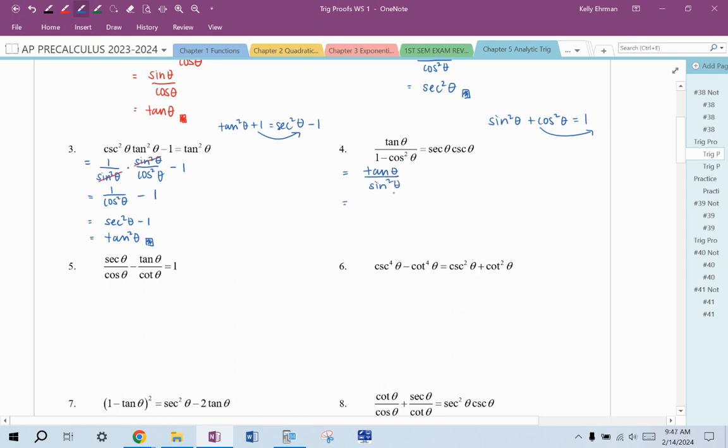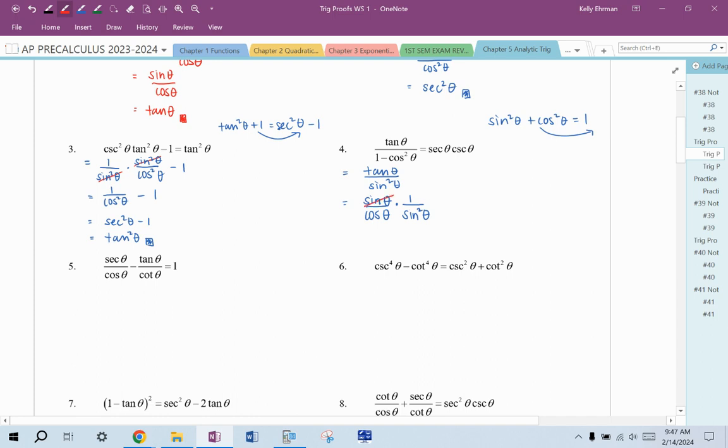Now I want to split this up because I'm trying to simplify it to this, and I'm thinking ahead. This is 1 over cosine times 1 over sine, so I'm trying to kind of get there. I'm going to rewrite tangent as sine theta over cosine theta using my quotient identity. And then instead of dividing by sine squared, I'm just going to show that that's times 1 over sine squared, just to separate this out a little bit. And then I can more clearly see what cancels.